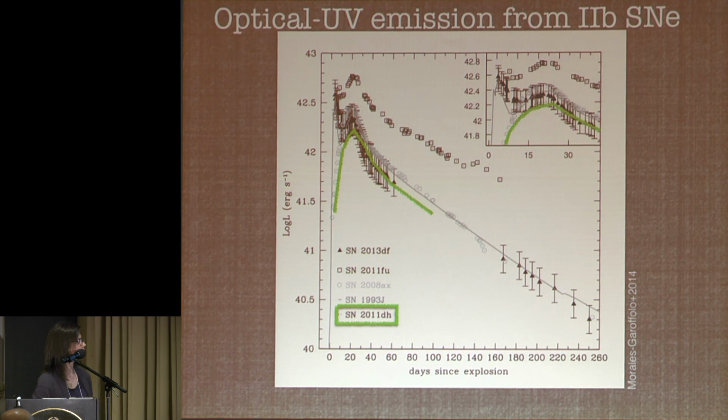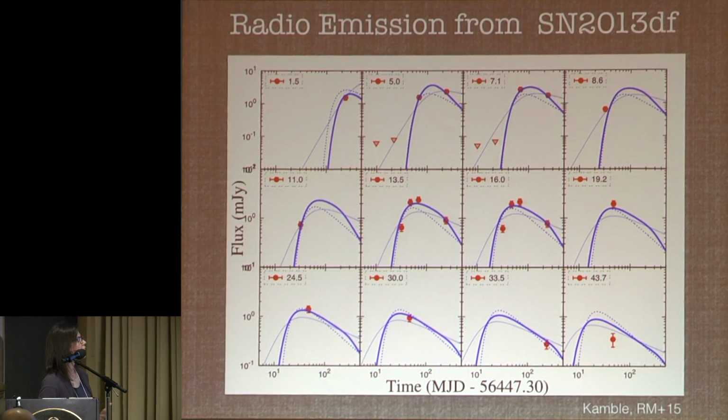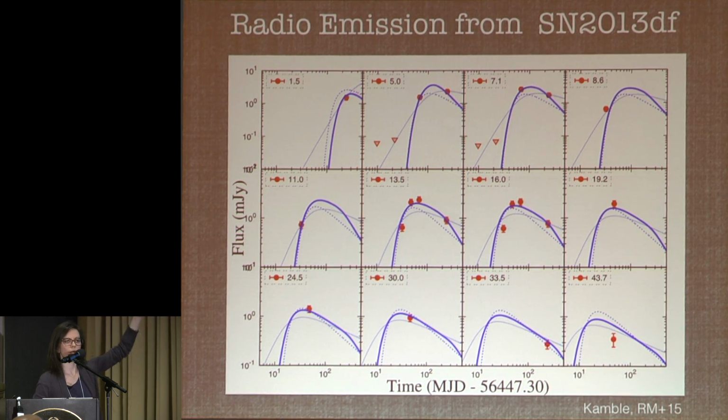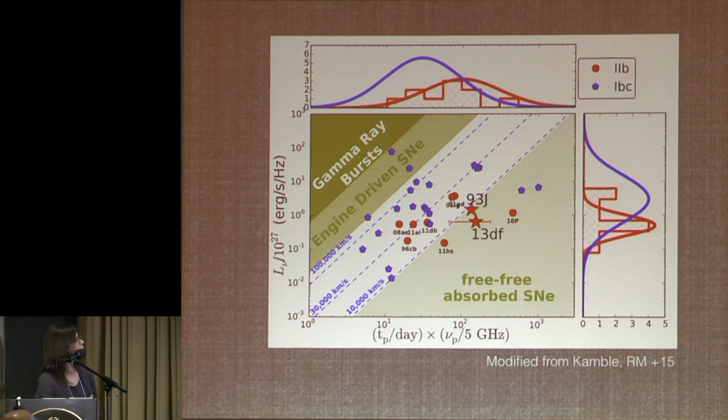We have been doing a pretty extensive campaign on type 2b's radio, and what you're looking at here is a compilation of light curves in the radio at different frequencies for this particular guy, but it is just an example. By monitoring the radio, this allows us to really quantify how much material the shock wave is encountering. So we can quantify the mass loss from my progenitor before dying.